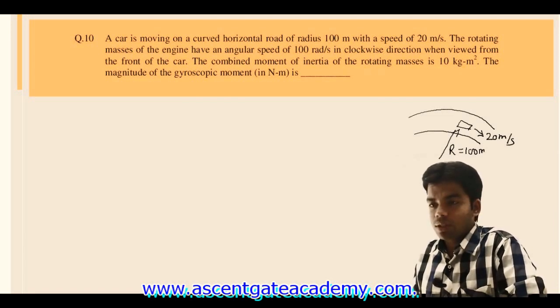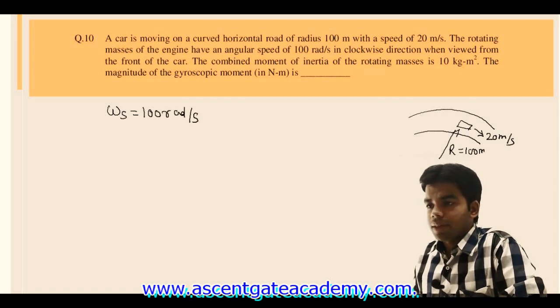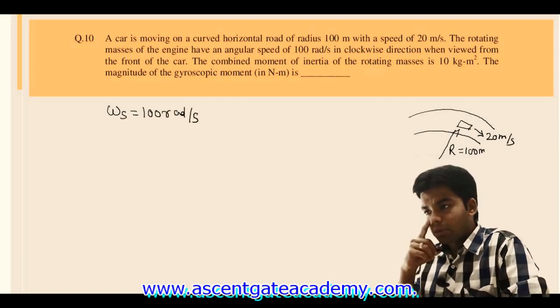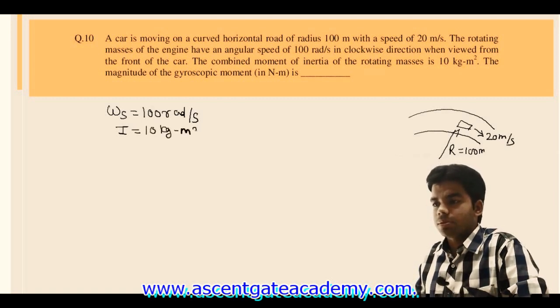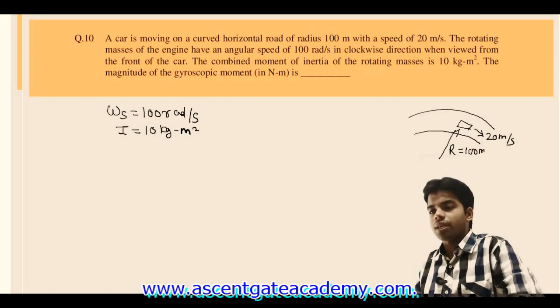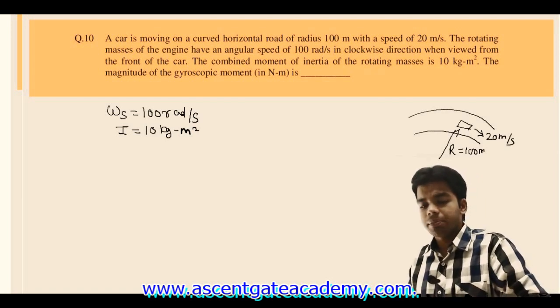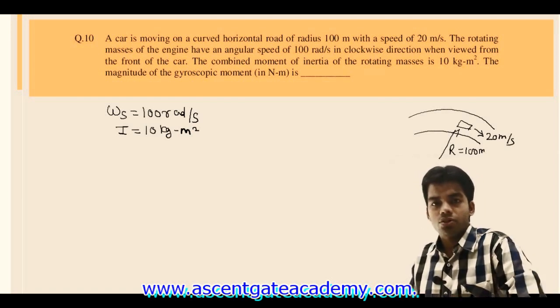Okay, so spin velocity is given for the rotating mass of the engine, that means spin velocity is given as 100 radian per second. Getting this? Next, the combined moment of inertia of rotating mass is 10 kg meter square. Mass moment of inertia is given as 10 kg meter square. Find the magnitude of gyroscopic moment in Newton meter. So we have to determine the gyroscopic moment.